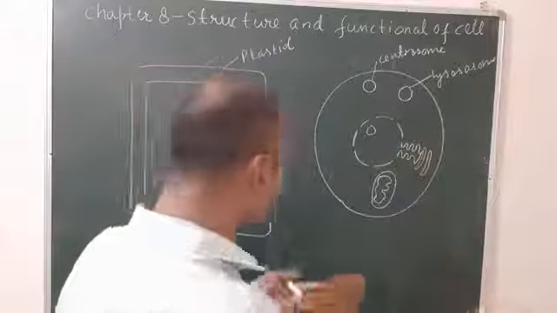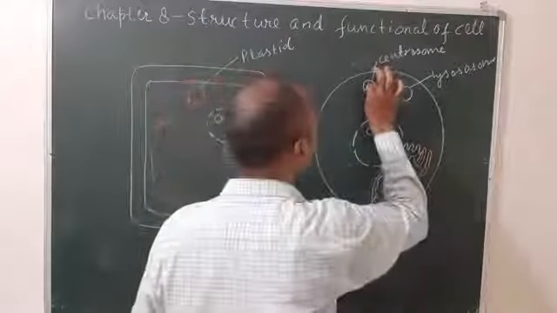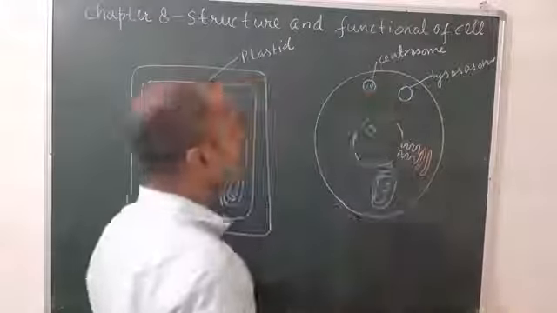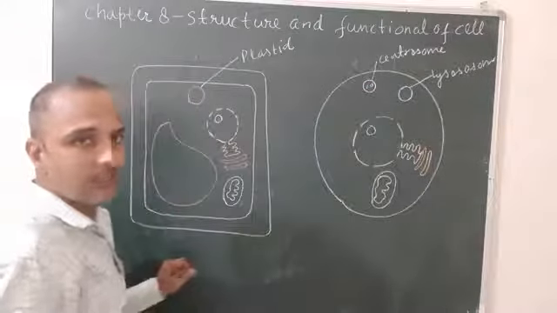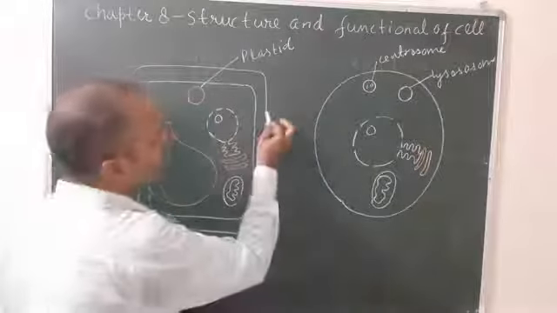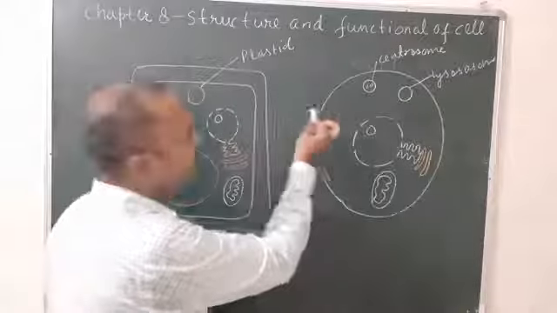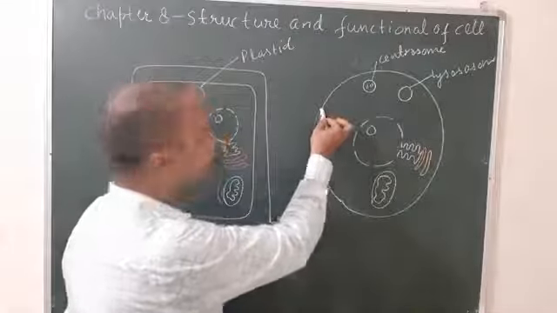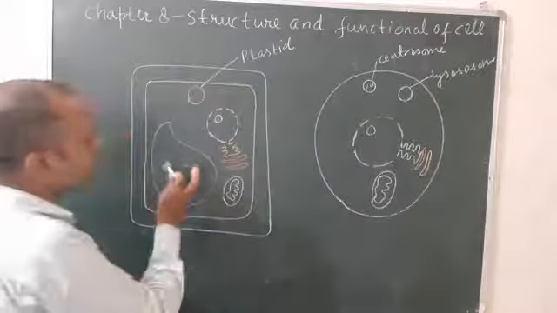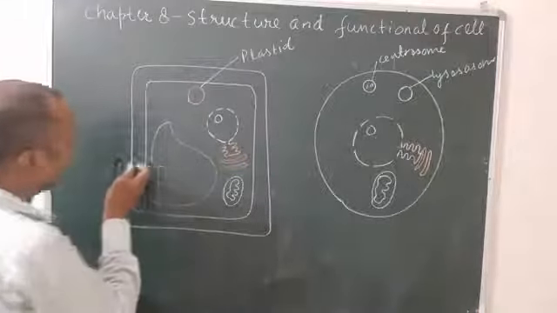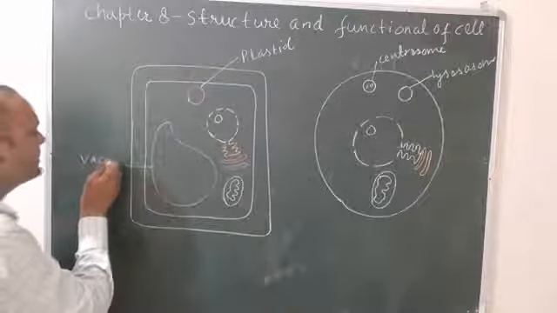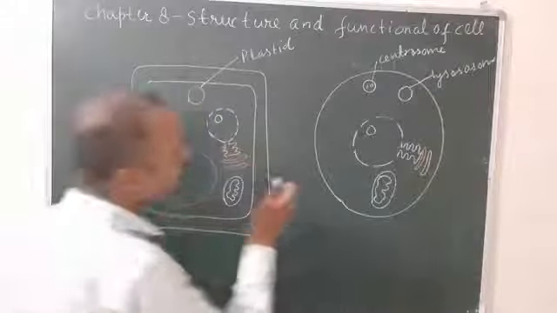Lysosome, and each centrosome consists of two centrioles. Okay, so you can see the differences. First one, the outer boundary in case of plant cell is the cell wall, and the outer boundary in animal cell is the cell membrane. Second difference, in case of plant cell, the vacuole is well developed.